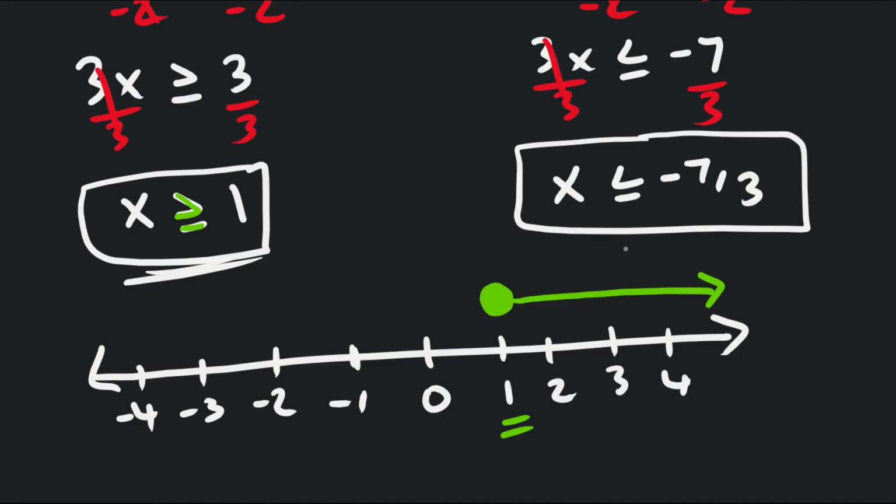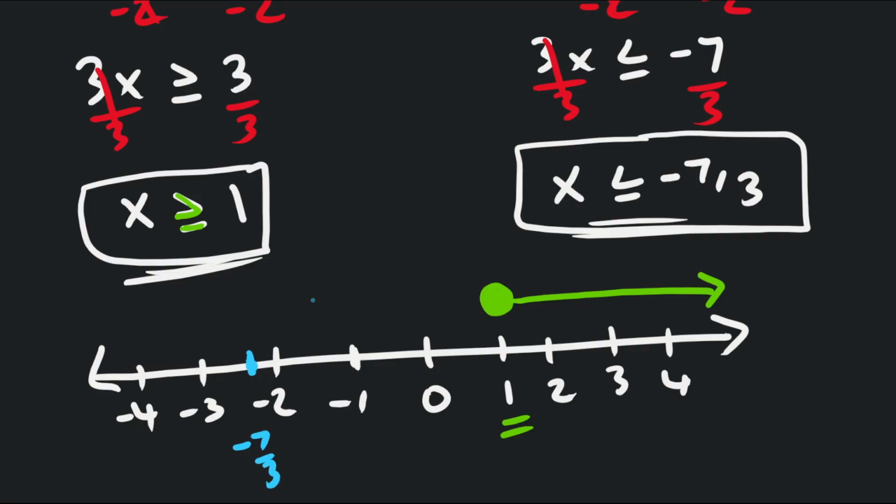And then we have this piece right here. x is less than or equal to negative 7/3. So negative 7/3, where does it fall on the number line? If you put it in your calculator, it's negative 2.3 roughly, right around here. Negative 7/3 is right around here.